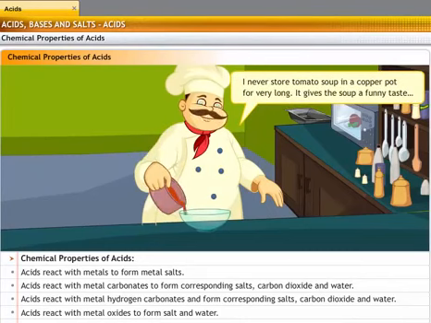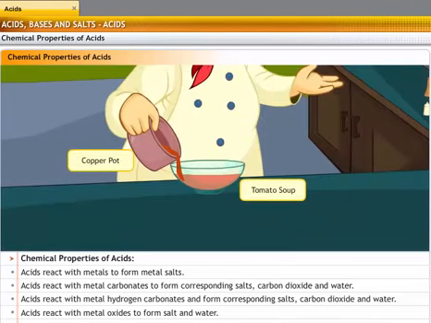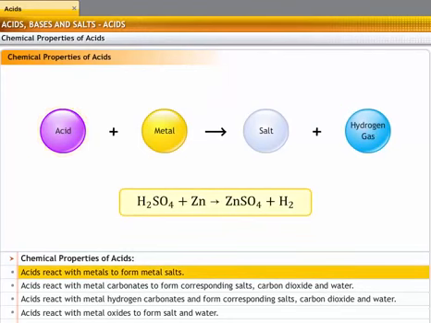I never store tomato soup in a copper pot for very long. It gives the soup a funny taste. Tomato soup, being acidic, reacts with copper, and that is what causes the change in its taste. Acids react with metals to form metal salts. In this reaction, hydrogen gas is liberated.